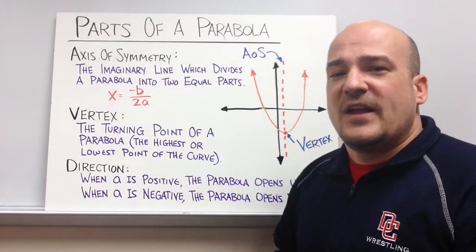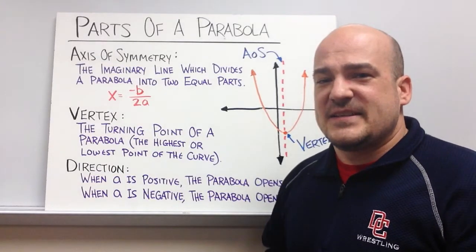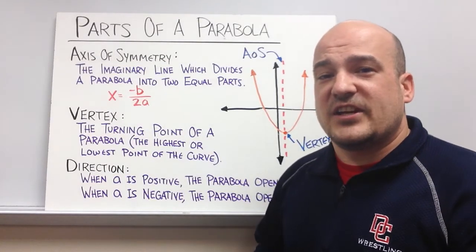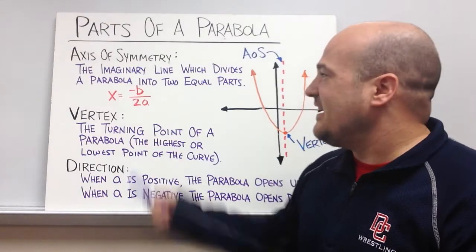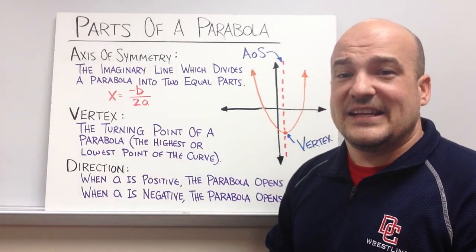All right, so now that we know those three things, axis of symmetry, vertex, and direction, let's look at a couple of examples and see if we can find these three things in the examples.